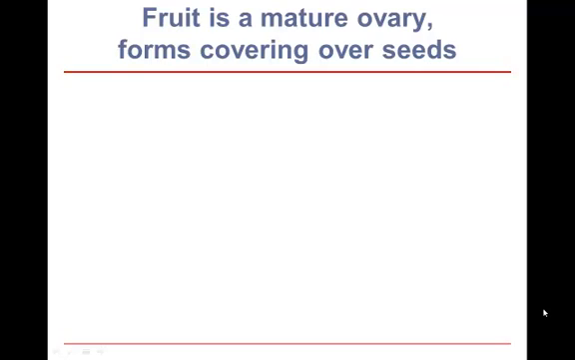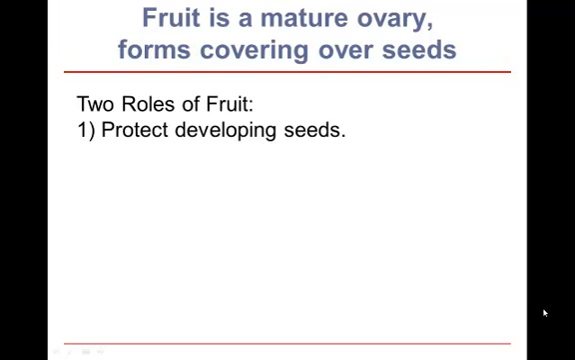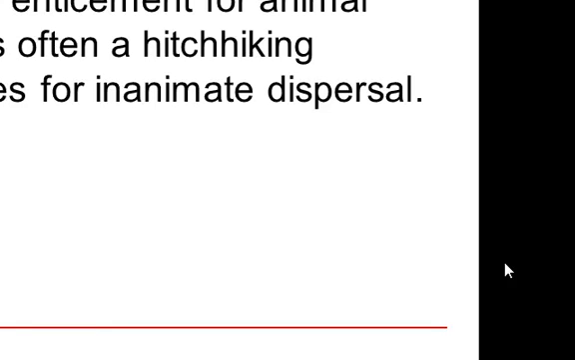So first let's talk about fruit and fruit dispersal. You should recognize that a fruit is in fact a mature ovary, and this forms a covering over seeds. Fruit has two major roles. The first role is to protect the developing seeds. And this is why fruits are often very hard around the immature seeds. The seeds are not ready for dispersal, and so the plant protects them. The second major function is to aid the dispersal of mature seeds.